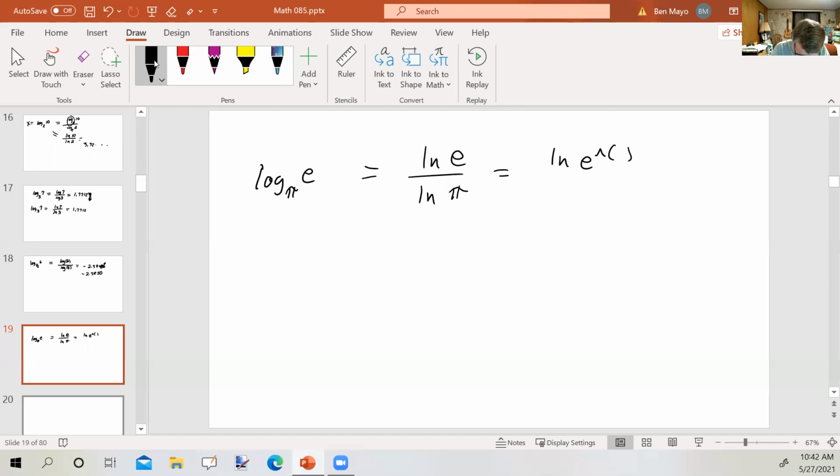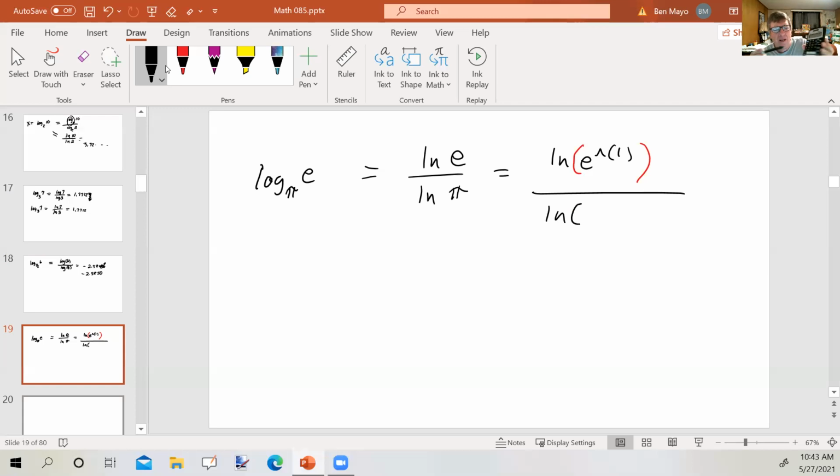Okay, so the whole thing looks like that. I've got 2 sets of parentheses, 1 set around my 1 and 1 set around the thing I'm taking the log of. All of that over the natural log of, okay, so divided by natural log of pi. All right, where is pi?